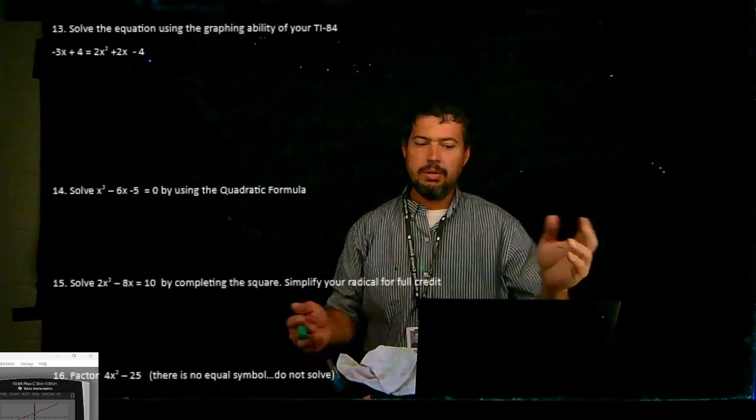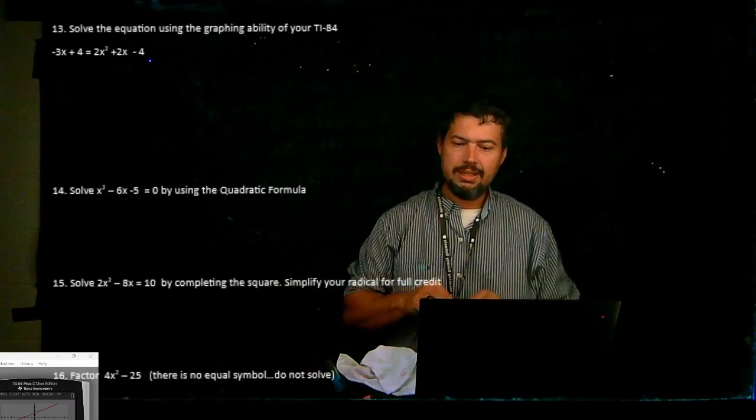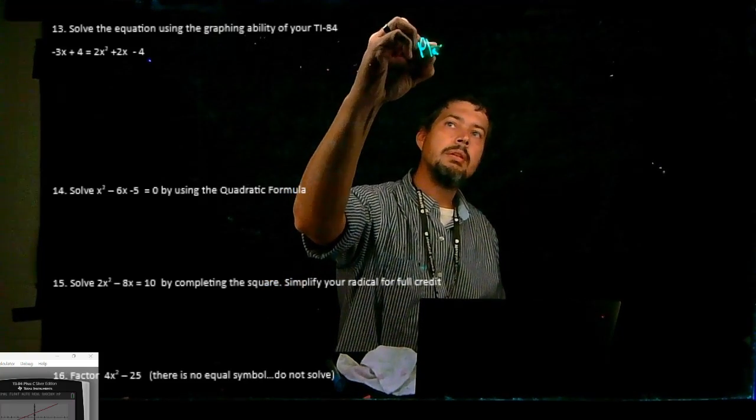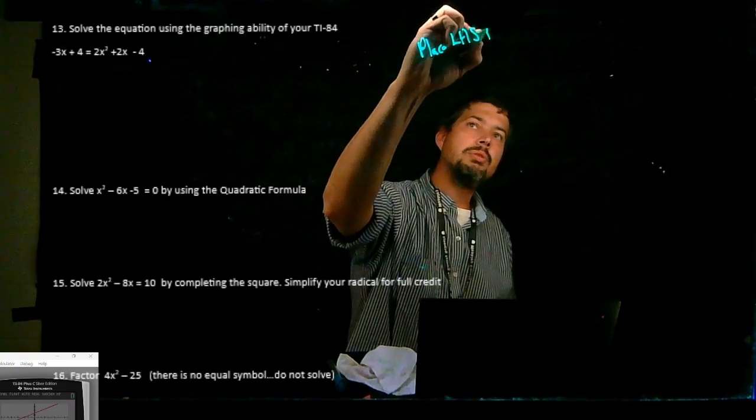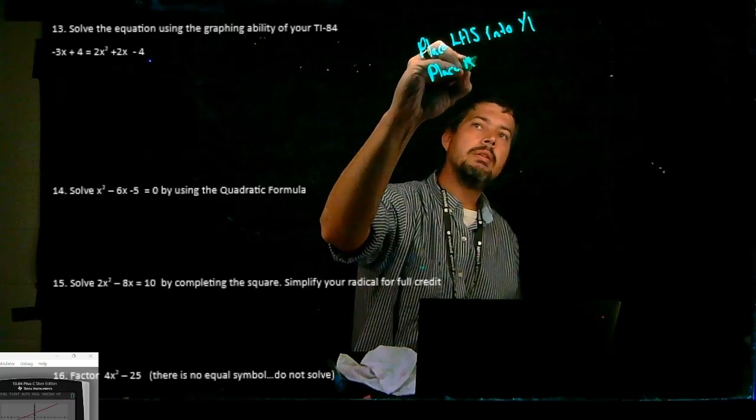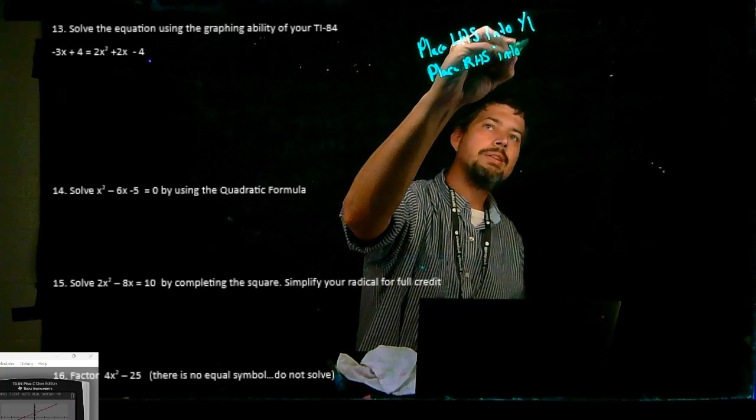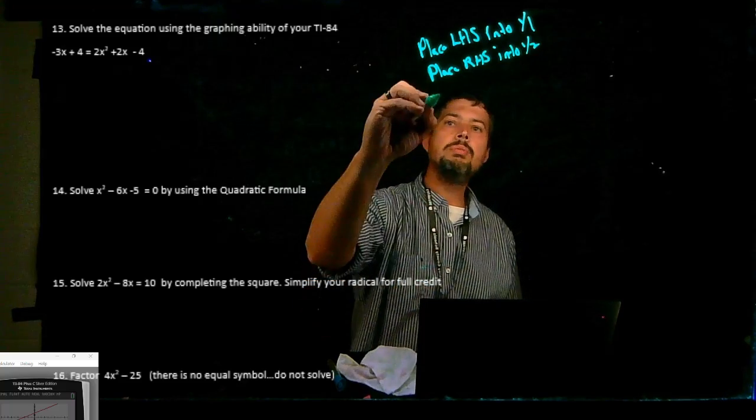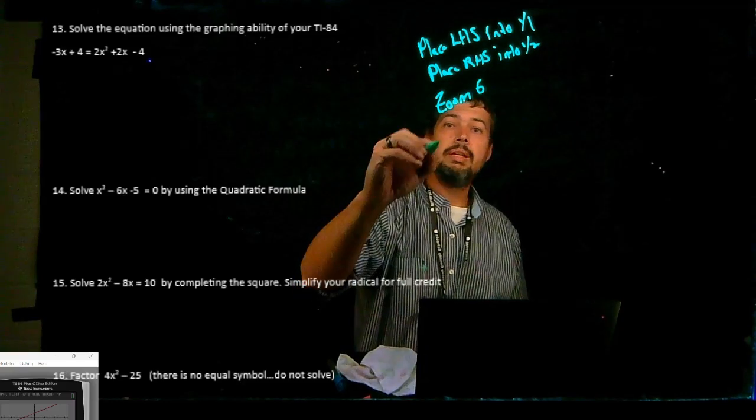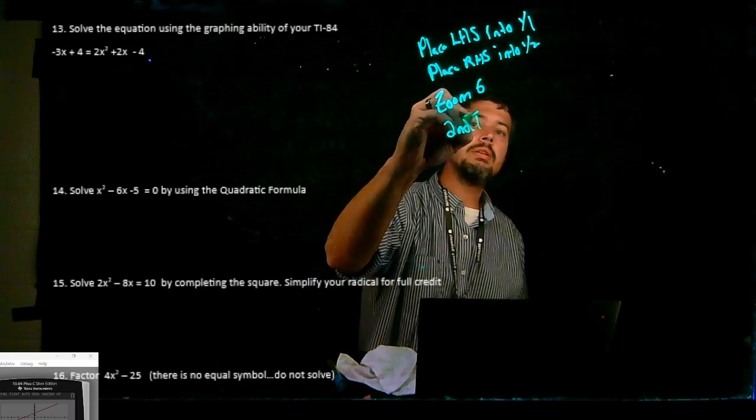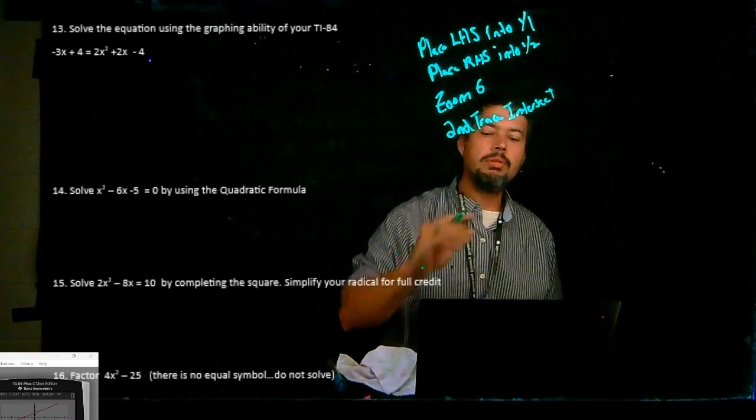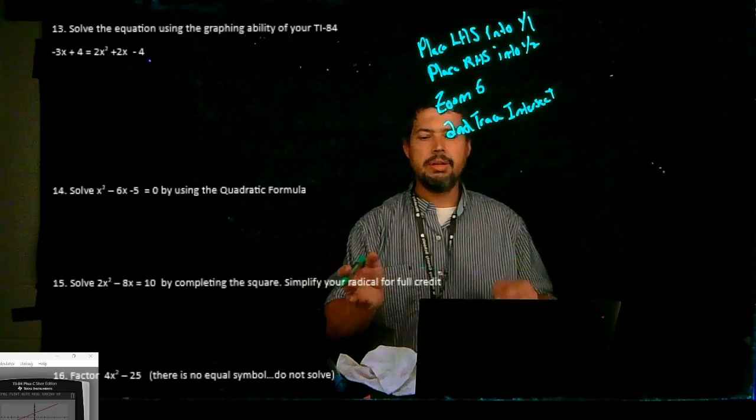All right, solve the equation using the graphing ability of your TI-84. And for notes here, for some of you who need to take notes, you're going to place the left-hand side into y1. You're going to place the right-hand side into y2. You're going to do a zoom 6, which is standard, and then hopefully you're going to hit second trace, intersect. And that's if and only if you don't have to play with the window. So we'll see what happens after a zoom 6.